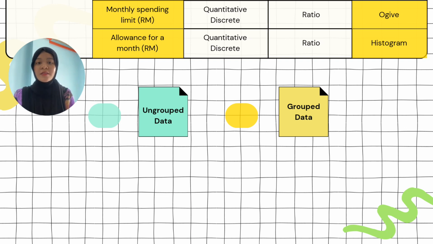We have analyzed these graphical techniques: time spending, monthly spending and allowance for a month are histograms, whereas the ogive is from monthly spending limit. Therefore, we will compute its central tendency, position, dispersion, and construct the graph. For your information, histogram represents frequency, and ogive represents cumulative frequency. So take note of this.